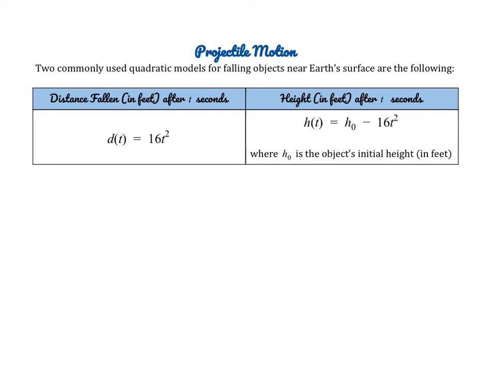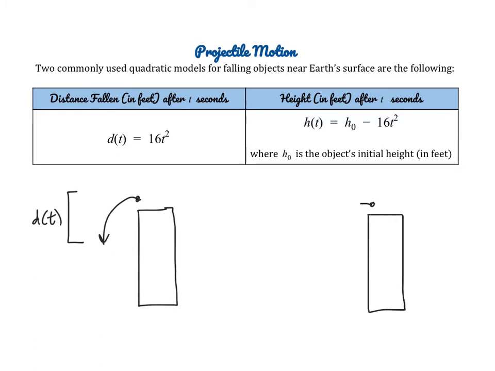So this first model, again, imagine something is falling from the top of a building like this. This model, d of t equals 16t squared, tells us the distance something has fallen in feet after t seconds. So it's telling us this distance, how far it has fallen from its maximum height to where it currently is. Now let's imagine the same scenario.